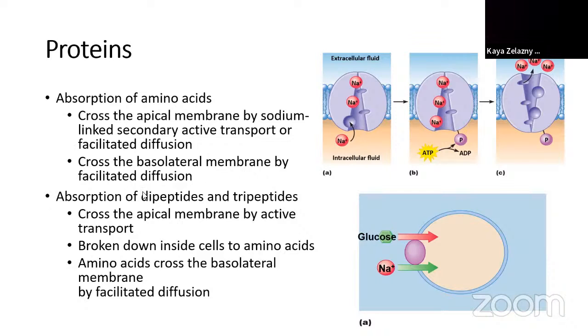Our takeaways here are that we're trying to get amino acids into the blood. We usually use sodium gradients to fuel that. If we absorb a dipeptide or a tripeptide, we're going to break it down into amino acids before we move it into the blood.